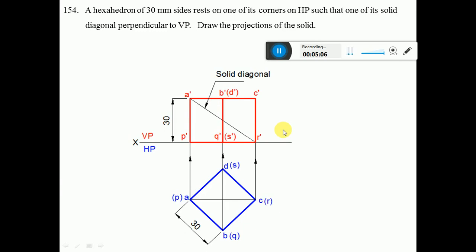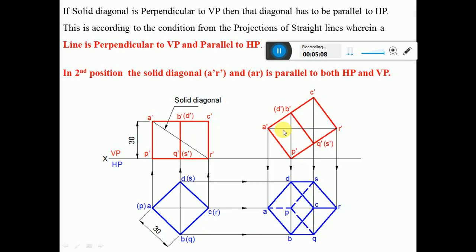Now in this, since it is resting on one of its corners, we are making P dash rest on the XY line. So P dash is resting on the XY line. So you have to rotate the first position of the front view, such that the solid diagonal becomes parallel. Why does that solid diagonal have to become parallel?